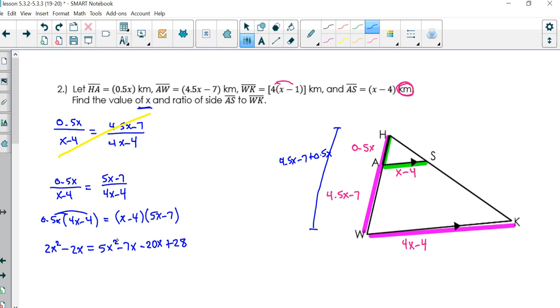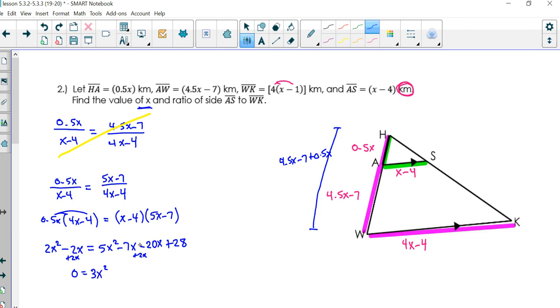Since this is my bigger term, I'm going to move everything to that side. So I'm going to say 0 equals, when I subtract 2x squared over here, that's what's going to give me a 3x squared. When I add these two together, that's going to give me negative 27, but then I have to add 2x here.